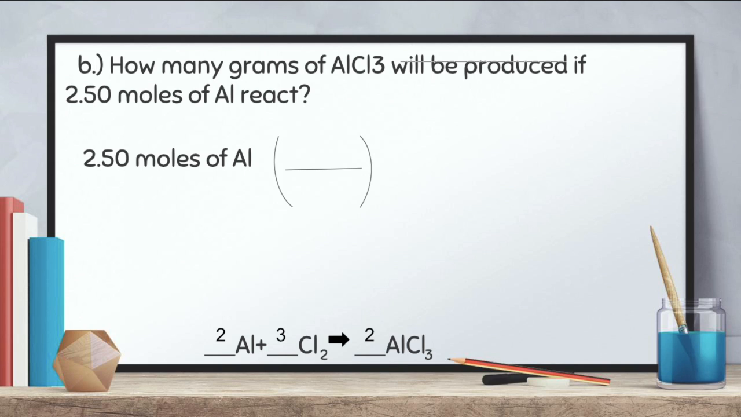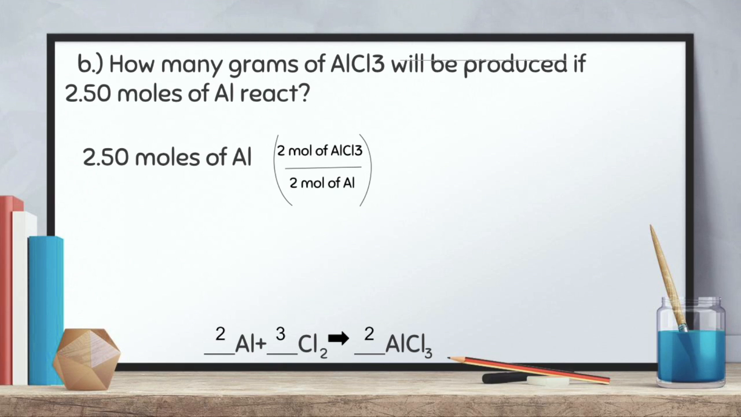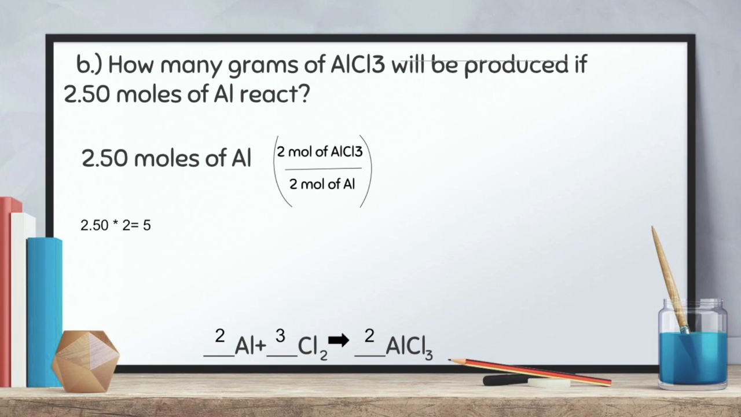Well, for this problem, we're going to have to use the balanced equation that we did in problem number 1. So we're going to start with 2.50 moles of Al, and then we're going to multiply by 2 moles of AlCl3 and divide by 2 moles of Al. What we're trying to do here is eliminate Al. So now we have to multiply 2.50 moles of Al times 2 moles of AlCl3.